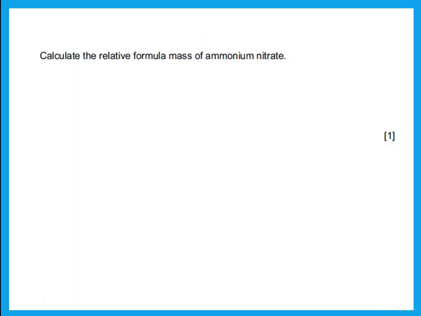Relative formula mass of ammonium nitrate. Again, in order to do that, you have to write the formula of ammonium nitrate first. How do we write the formula of ammonium nitrate? Ammonium is NH4, nitrate is NO3. The valency of ammonium is 1 and the valency of nitrate is 1, so we don't write anything under any of these. Now, calculate the relative formula mass.